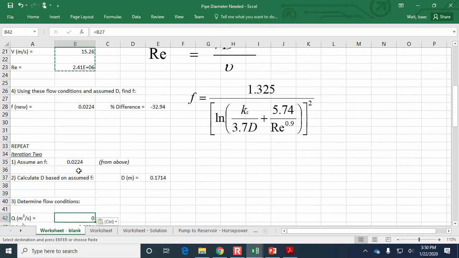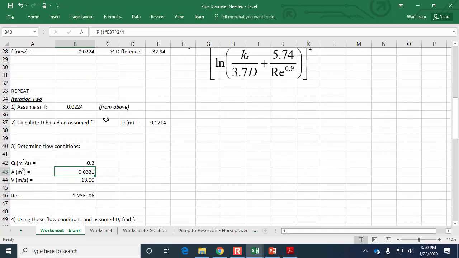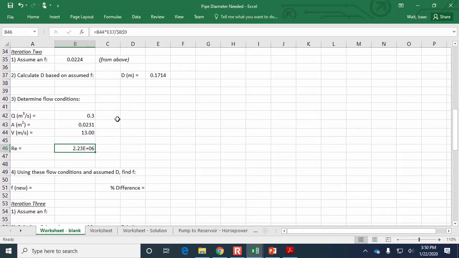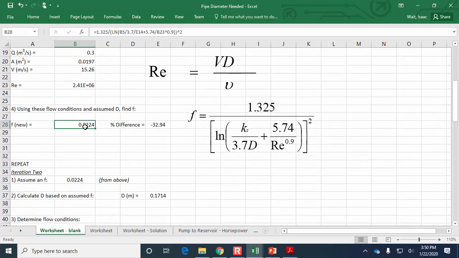Oh, I've done something wrong. So let me get the right flow rate reference. So Q, there's the Q. Is this giving me area? Yes. Velocity is Q divided by area. Reynolds number. Good. And so now a new f value. Let me do the same thing. This is my new f value.